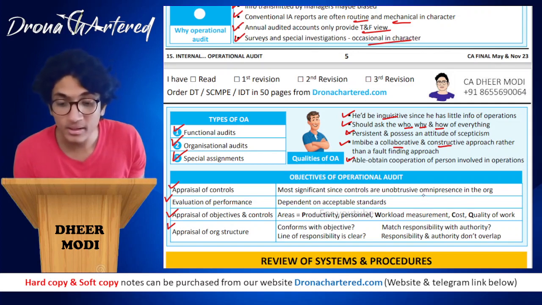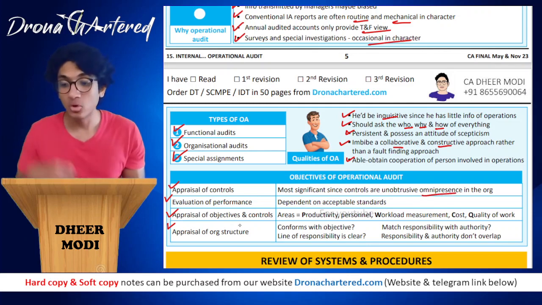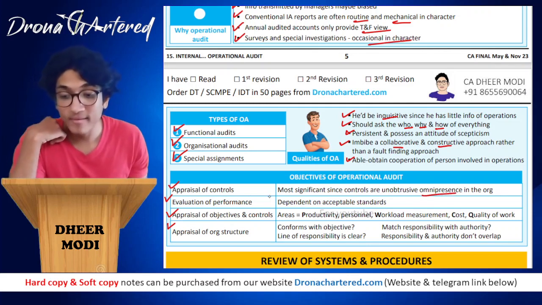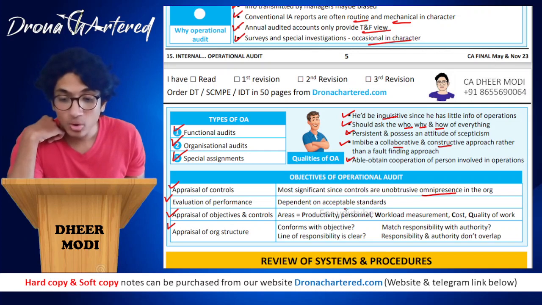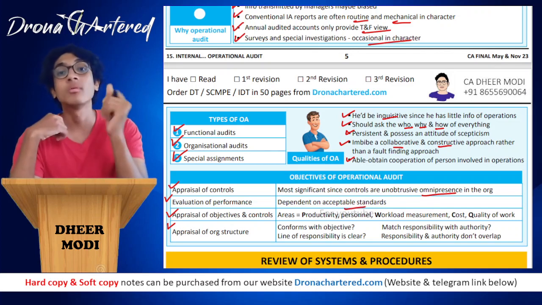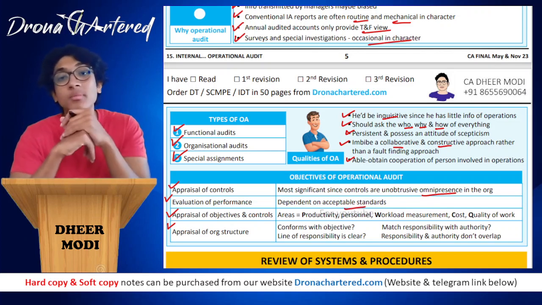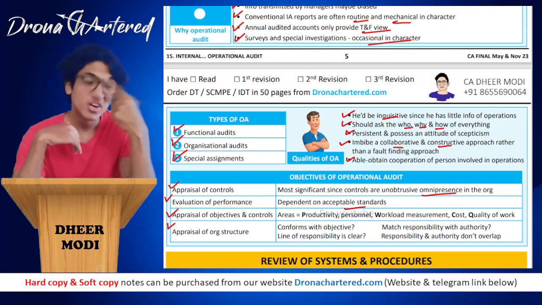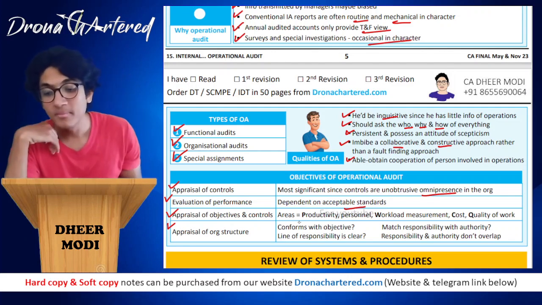Omnipresence means they are present everywhere, just like God. So appraisal of control. The next is evaluation of performance depends on acceptable standards. Of course, if you remember in SCMP also, when you do performance measurement, when you do performance evaluation, you compare your actual performance to some standard.